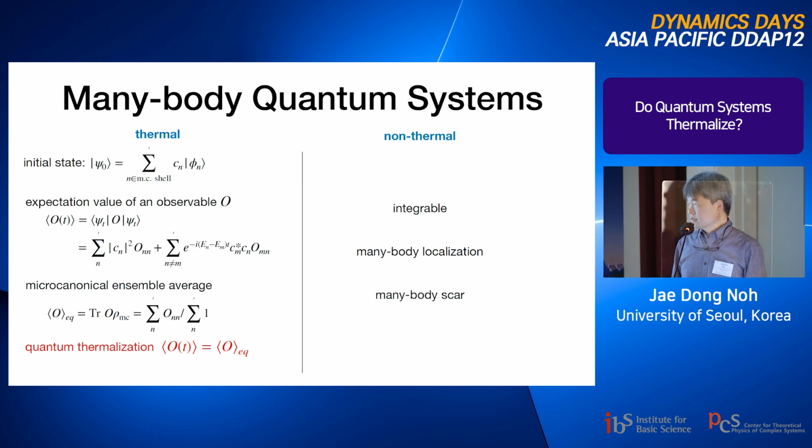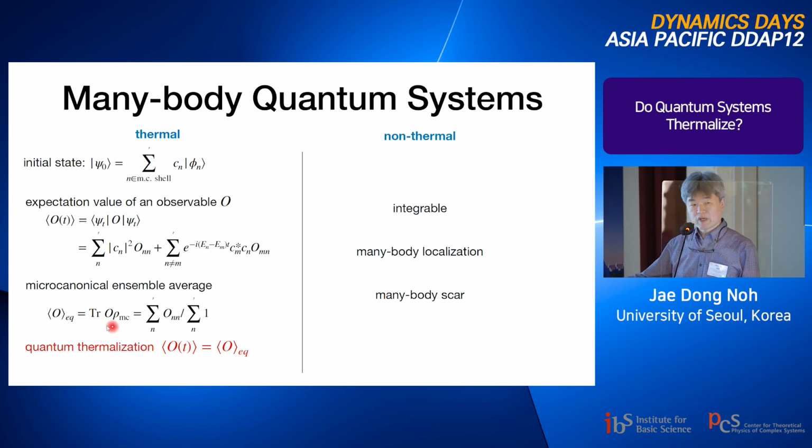Then what is the lesson from statistical mechanics? Statistical mechanics tells us that the actual measured value should be given by the microcanonical ensemble average, which is written here: the uniform average of the energy eigenstate expectation value of this operator O. Then quantum thermalization requires that this quantity should be equal to this quantity if you wait long enough. I should add the t goes to infinity limit here.